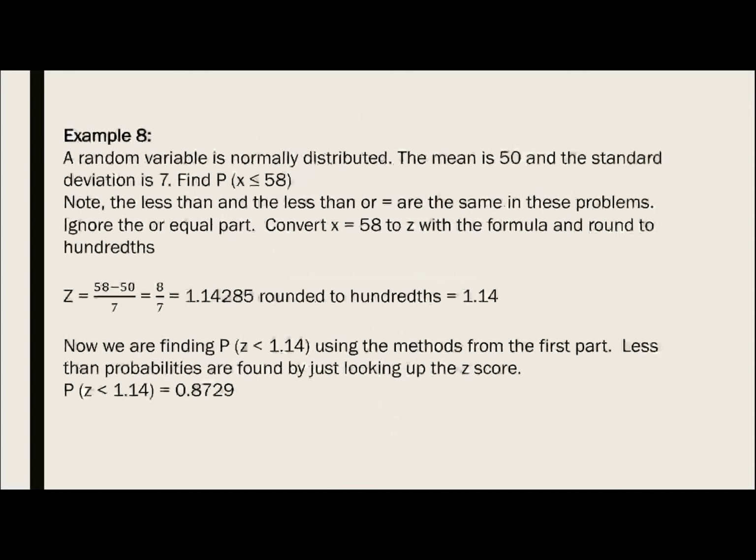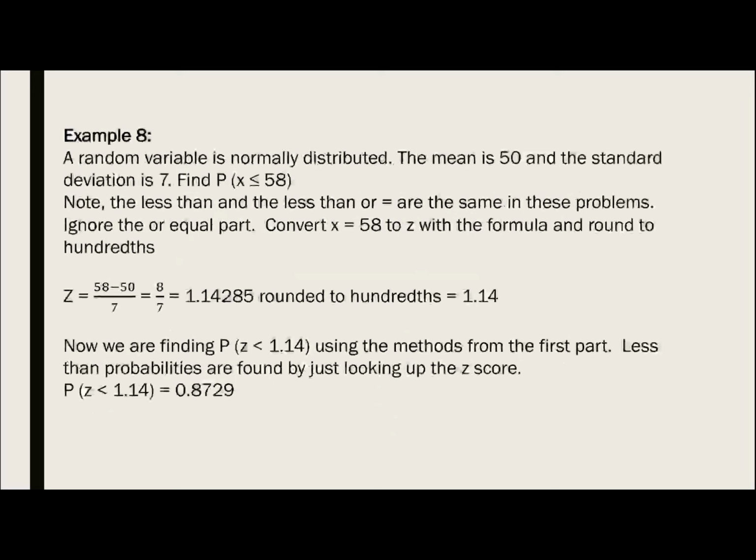Example 8. A random variable is normally distributed. The mean is 50 and the standard deviation is 7. Find the probability x is less than or equal to 58. Okay, now this is going to be something different. The less than and less than or equal to are the same things just in these types of problems. Normally it doesn't mean that, but here we ignore the or equal to part when we're using our table.